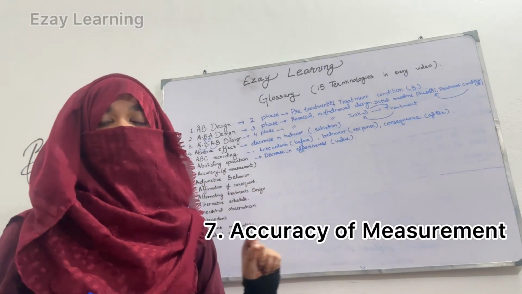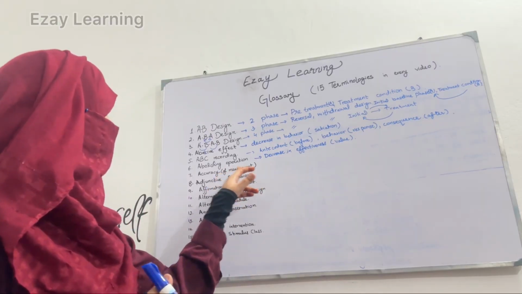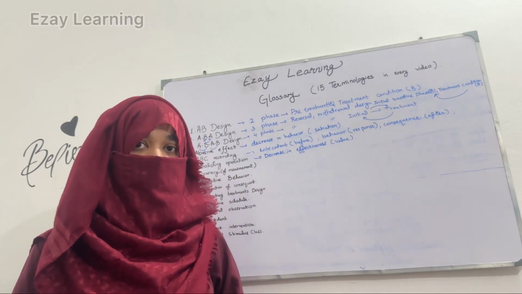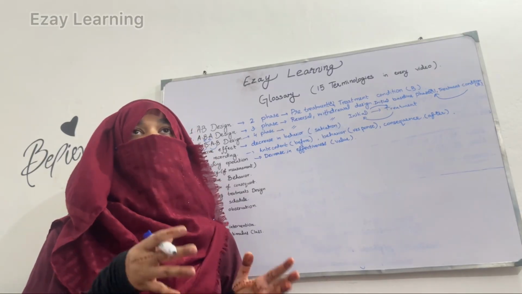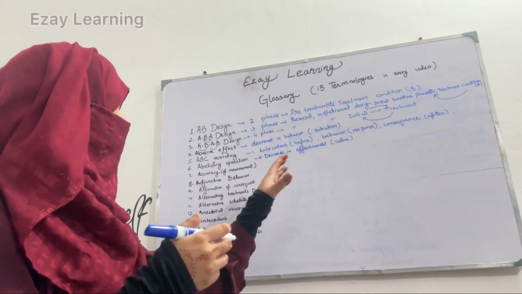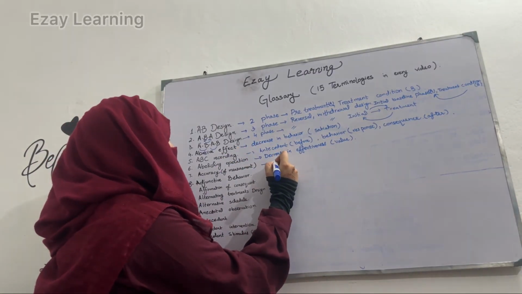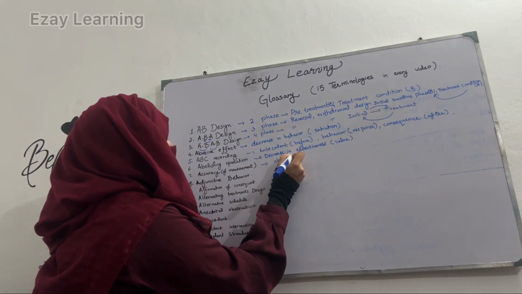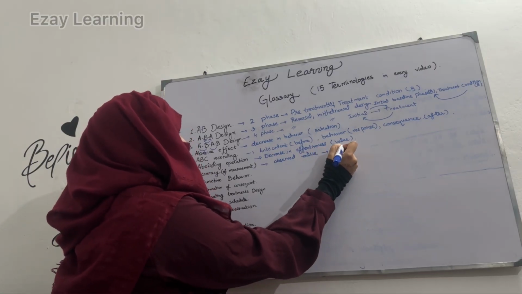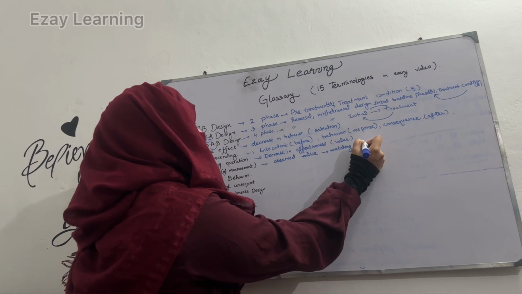Accuracy of measurement. In terms of ABA, accuracy is the extent of the observed value, the observed measurement, in relation to the real or true event. It is the similarity between the observed value and the true value.